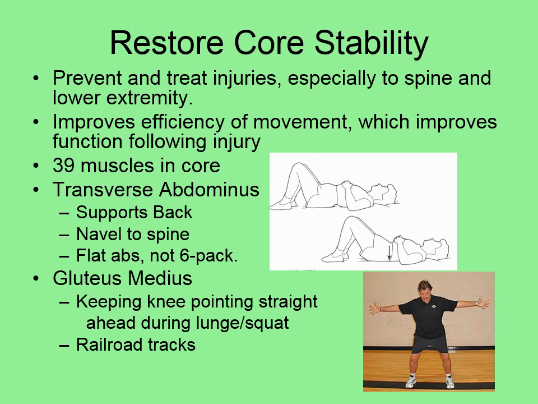We have the transverse abdominis, which is the deepest abdominal muscle. Your most superficial abdominal muscle is your rectus abdominis, your six-pack muscle. That's a primary mover. So are your oblique muscles, they're primary movers. Your transverse abdominis is not really a primary mover of the torso. Its main job is to hold your guts in, actually.